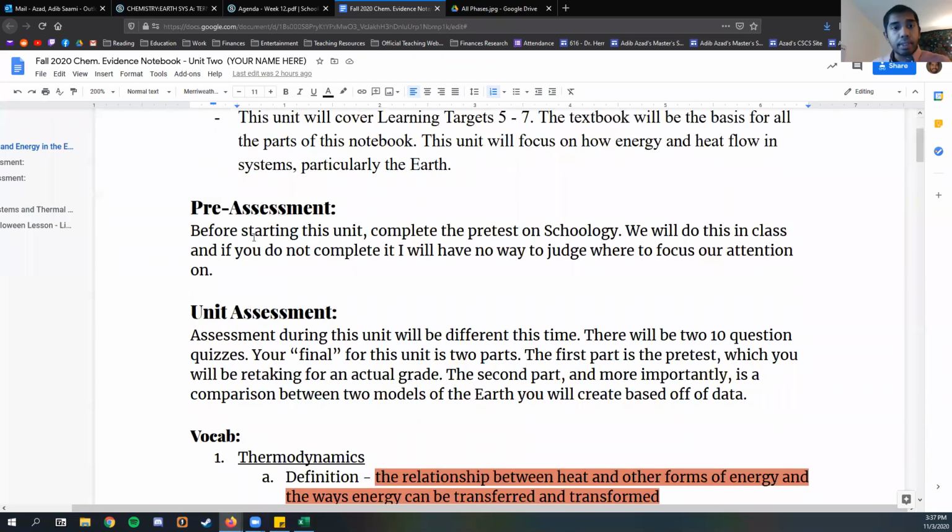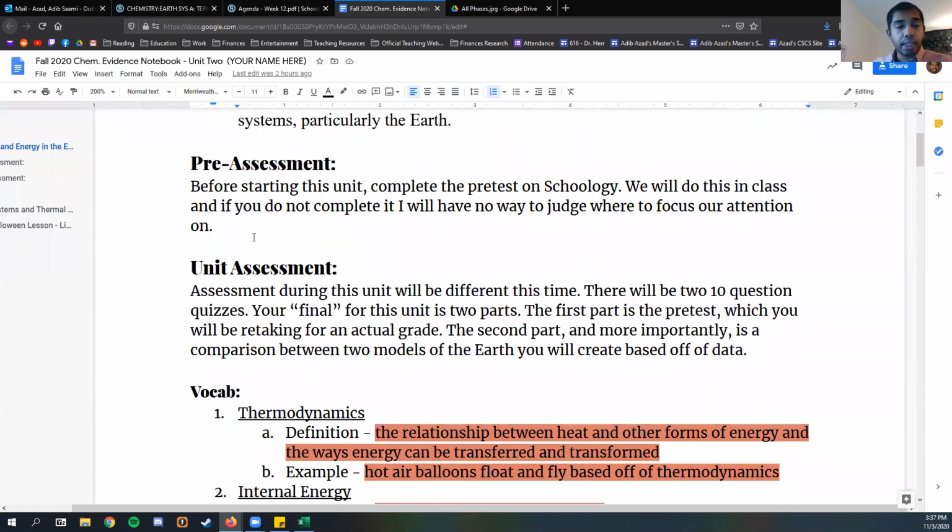After that was done, that's when I let people take the pretest. And to give you more incentive to take that, I'm telling you right off the bat that our final for this unit is 1, we're going to retake that pretest. Nothing changed. It's just for a grade now. And then the other half of our final will be making 2 models of the Earth. Now, I don't mean styrofoam, cardboard, paper, paint. I don't mean that kind of model. I mean a model that will let us predict several aspects of the Earth. We'll get into that when we get into that. Just for now, be aware that your pretest is essentially your final.